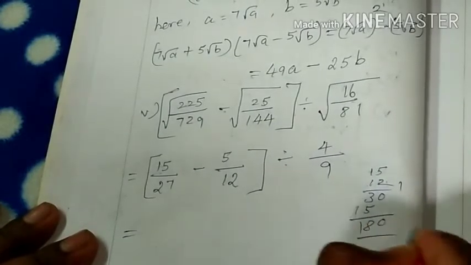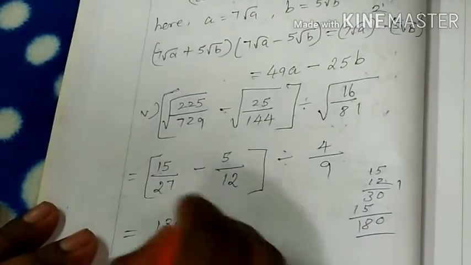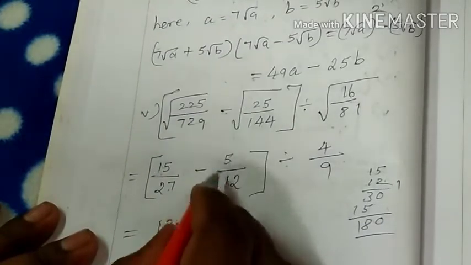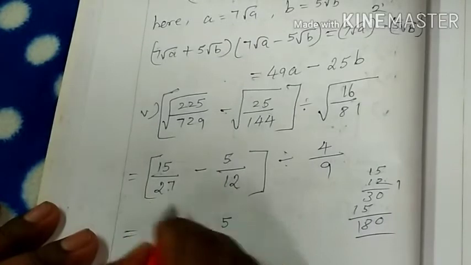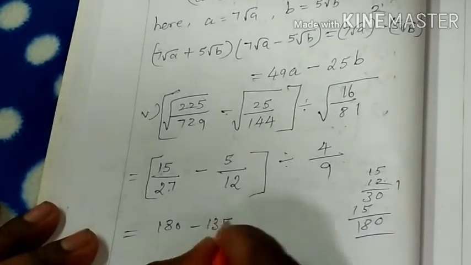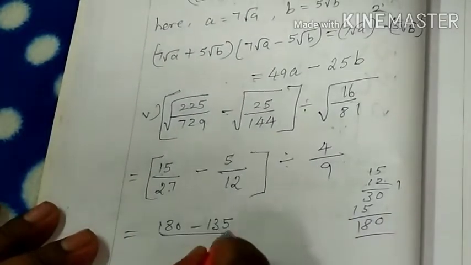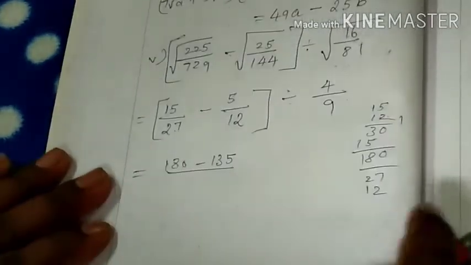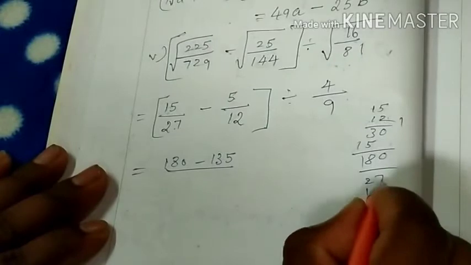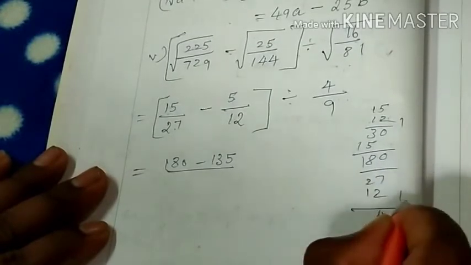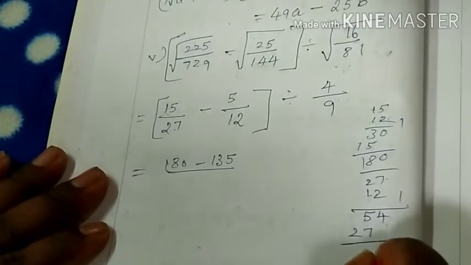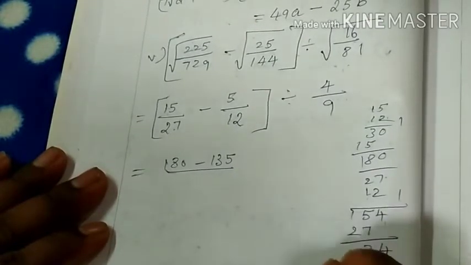So 180 minus 27 fives: 7 fives are 35, then 2 fives are 10, 10 plus 3 is 135. The whole is divided by 27 into 12. 27 into 12: 2 sevens are 14, carry 1. 2 twos are 4 plus 1 is 5. 1 seven is 7. 1 two is 2. So 4, this is 12, carry 1, 3.